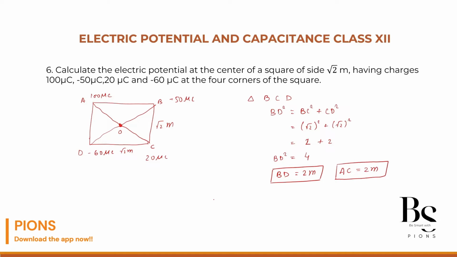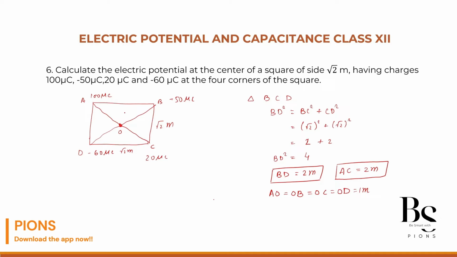Great. If BD is 2 meter and AC is 2 meter, let's figure out our values of AO, which will be equal to OB, equal to OC, equal to OD. Sir, why are they equal? The diagonals of a square bisect each other. Bisect means they cut in equal parts, and each will be equal to 1 meter. Again repeating, if this gap here is 2 meters, then half of this gap will be 1 meter. So we got the values.